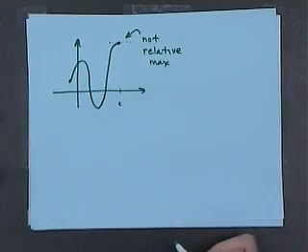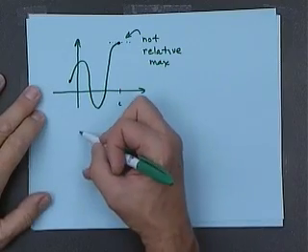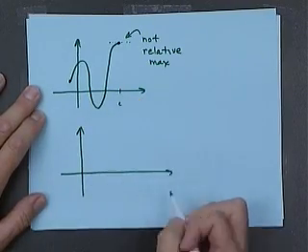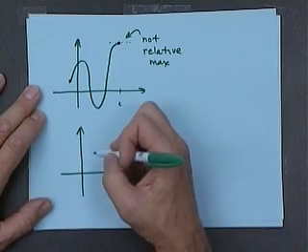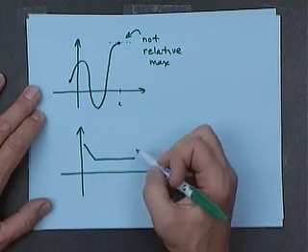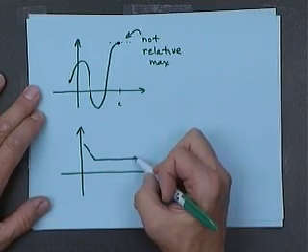Not a relative max, but it is an absolute max. What if it goes flat? Could that still be? That's kind of related to that WebAssign question, right? Where it's flat for a while. Let me see if I can resurrect that picture. Doesn't it do something like this? And then what's it do? Go back up? Yeah. Okay.